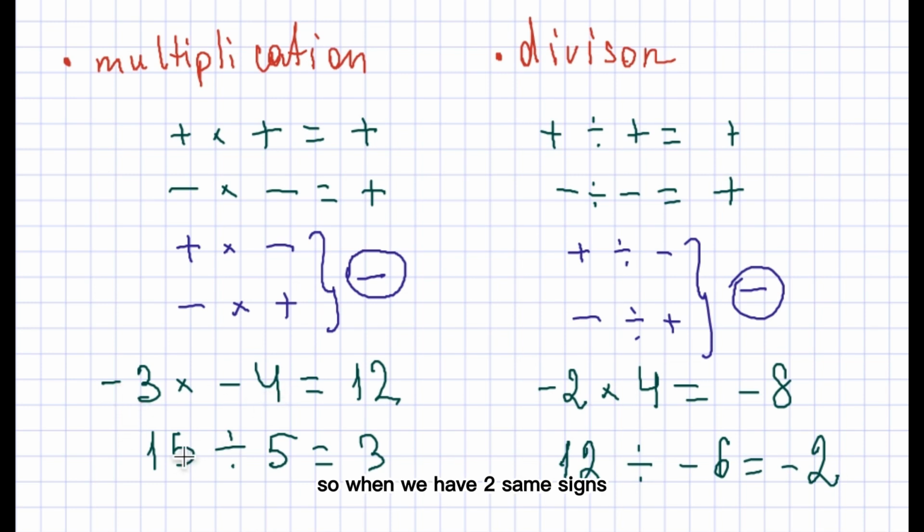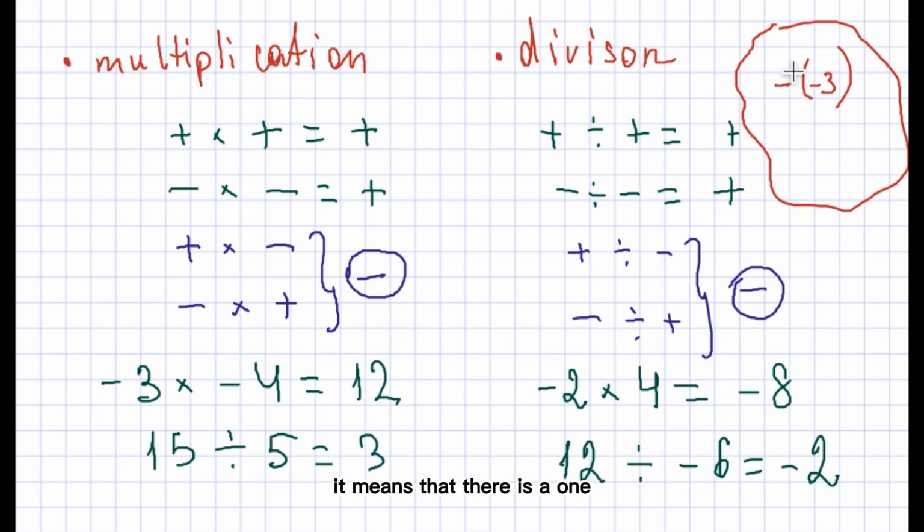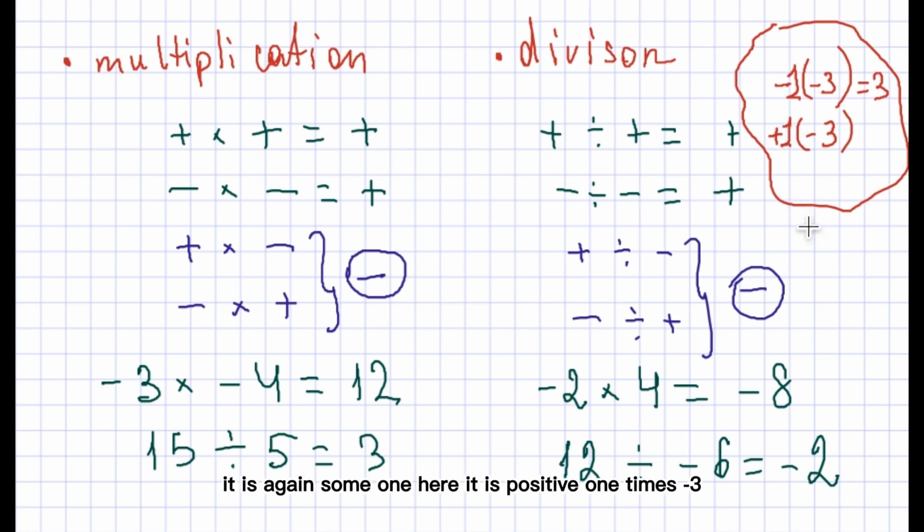So when we have two same signs, answers are always positive. When we have two different signs, answers are always negative. And also, sometimes we can have two signs together, like negative, negative 3. It means that there is a 1 that sometimes we don't see because they don't write it. So this is positive 3. If we have plus minus 3, it is again some 1 here. It is positive 1 times negative 3, and this is of course negative 3.